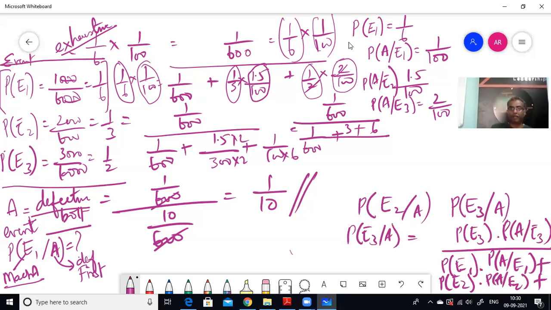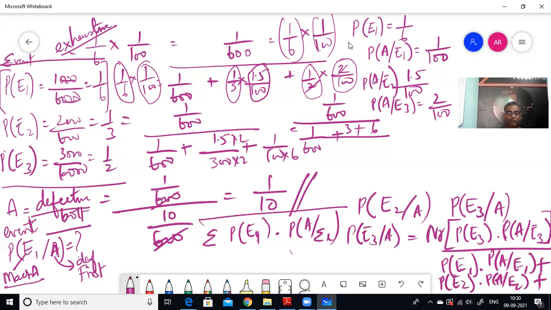Only the numerator part will change. If he's saying you find out the defective bolt is from machine 3, on the top you have to put P of E3 into P of A by E3. Numerator will change. Denominator will always remain sigma P of E of I into P of A by E of I. Denominator will always remain the same.